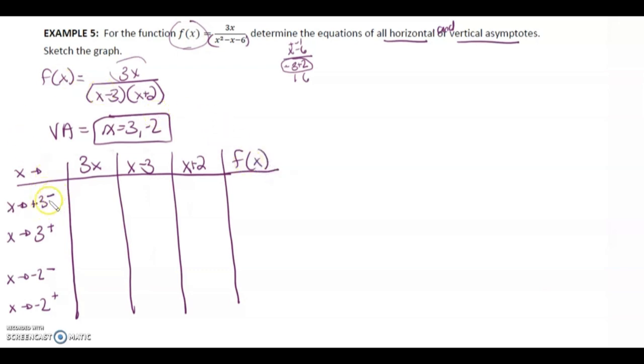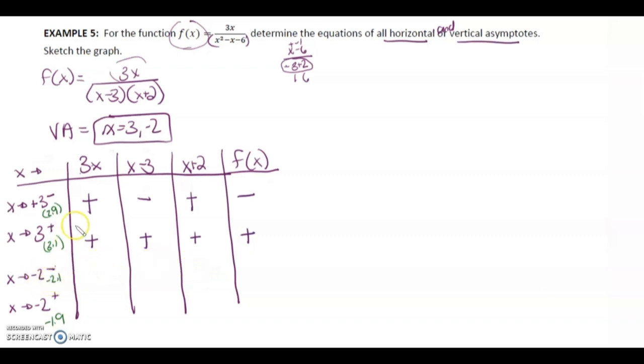So what number is on the left side of 3? We're going to sub in like a 2.9. What number is on the right side of 3? We can sub in a 3.1. What number is on the left side of negative 2? Maybe negative 2.1. And the right side of negative 2, negative 1.9. So if we subbed in 2.9, 3 times 2.9 is positive. 2.9 minus 3 is negative. 2.9 plus 2 is positive. Overall, this is negative. What about 3.1? 3.1 times 3 is positive. 3.1 minus 3 is positive. And then plus 2 is positive. Overall, that one's positive.